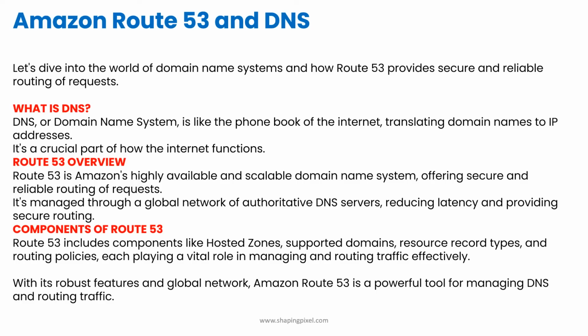So let's dive into the world of the domain name system and how Route 53 provides secure and reliable routing of requests. So what is DNS? DNS, or domain name system, is like the phone book of the internet, translating domain names to IP addresses. It's a crucial part of how the internet functions. Route 53 is Amazon's highly available and scalable domain name system, offering secure and reliable routing of requests. It's managed through a global network of authoritative DNS servers, reducing latency and providing secure routing.